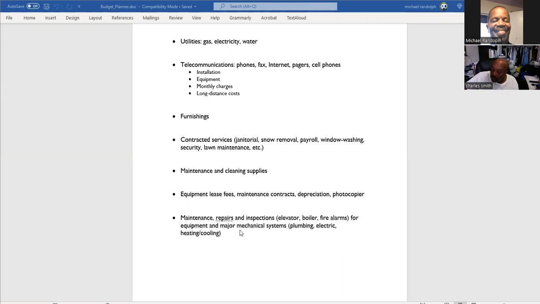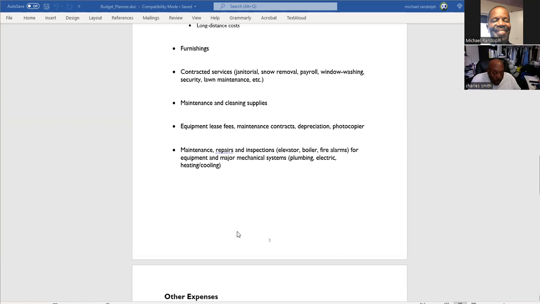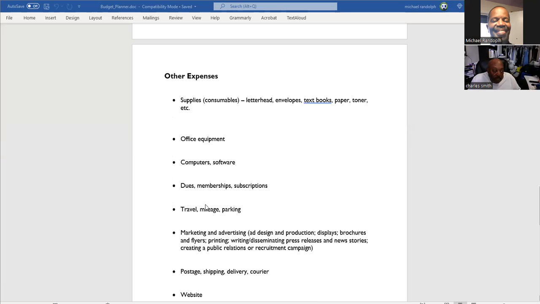Okay, and then maintenance, repairs, and inspection. Make sure you put in extra money for maintenance that might come up. If you own the building, that's important. If you don't own the building, you can always ask the landlord to do those necessary repairs that need to be done. And then other expenses include supplies, letterhead, and all that stuff, office equipment. Make sure you distinguish between supplies and office equipment. Supplies is like letterhead, envelopes, paper, and toner. Office equipment is what we call hard type of stuff, like a printer, a copy machine, and something like that.